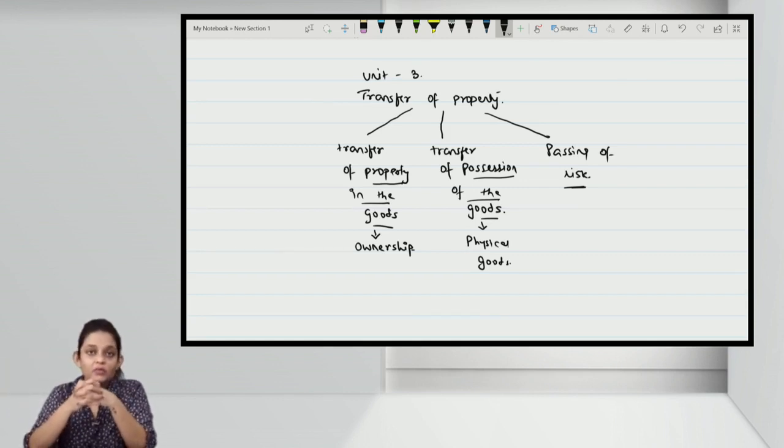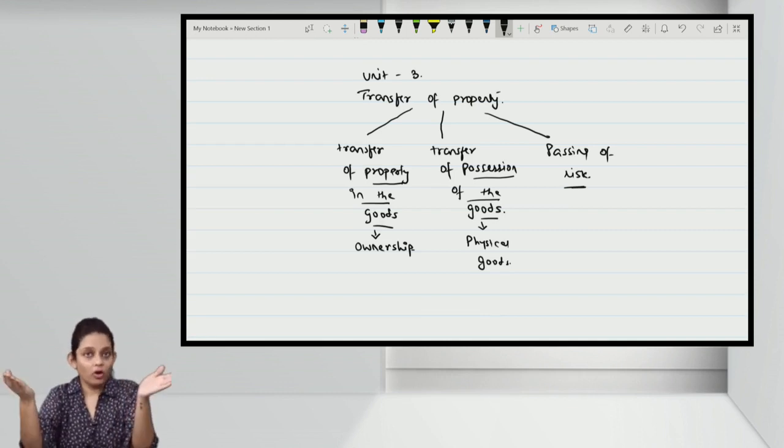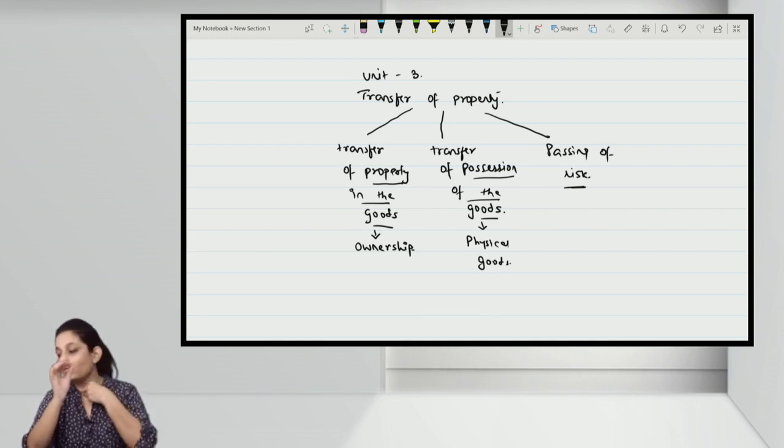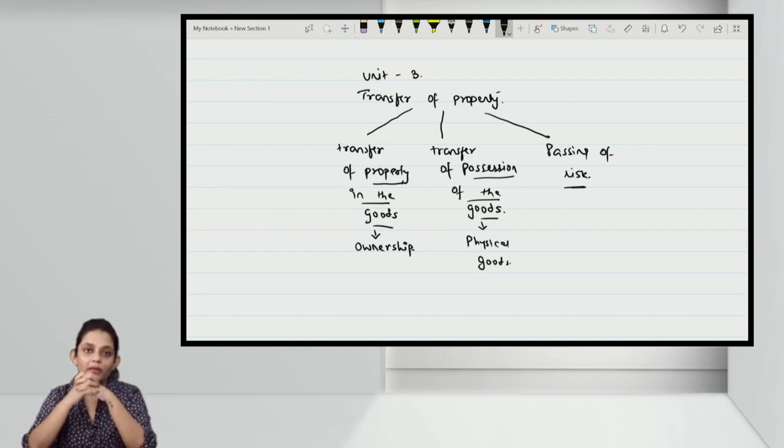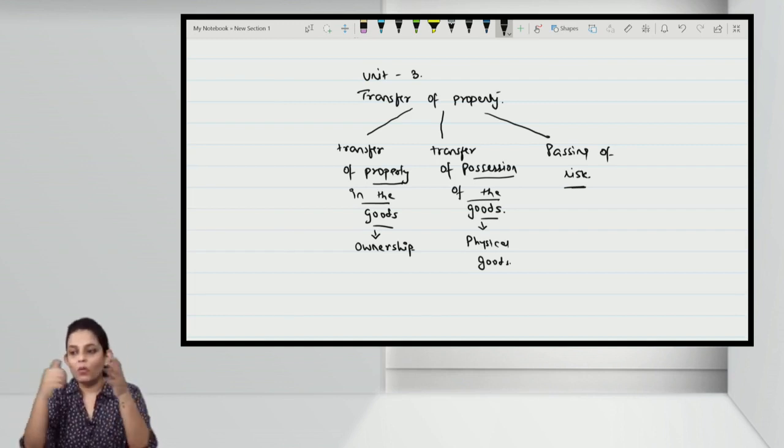So risk passes with ownership whether delivery is made or not. Till the time the seller is the owner, risk is with the seller. But once the ownership is transferred to the buyer, risk passes on to the buyer. Is it clear? Now tell me one thing. Can the seller and the buyer agree?